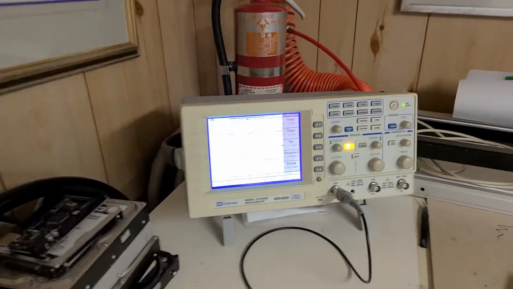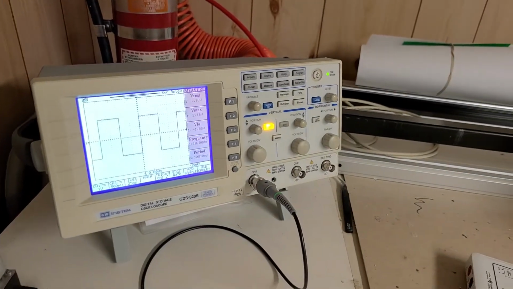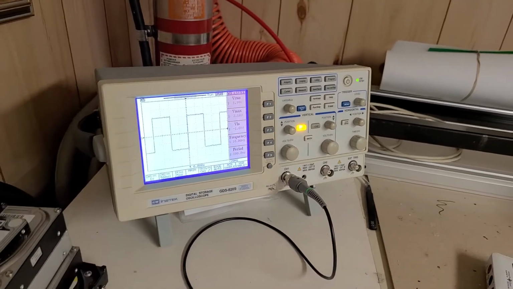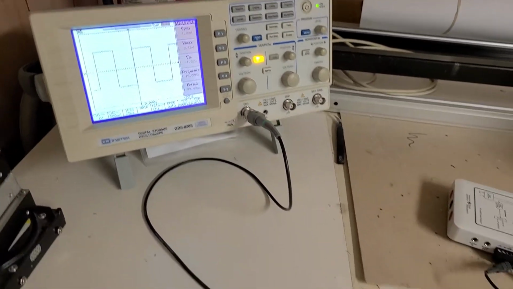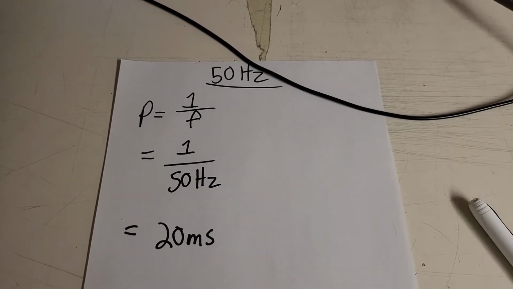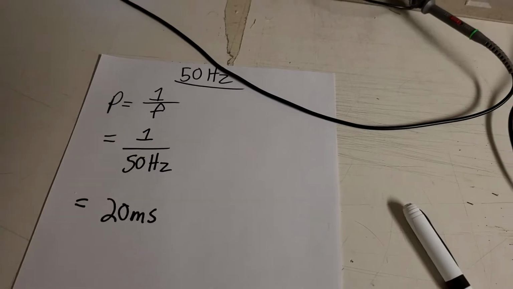Now, what you want to do to calculate the frequency, or set the frequency of the function generator, is find the period of the wave. So we're doing a 50 Hertz square wave, so you just use this formula here. The period is 1 over the frequency, which is 1 over 50 Hertz, which is 20 milliseconds.